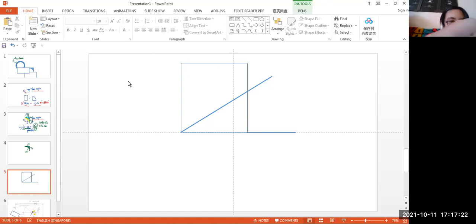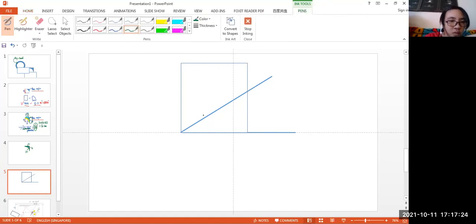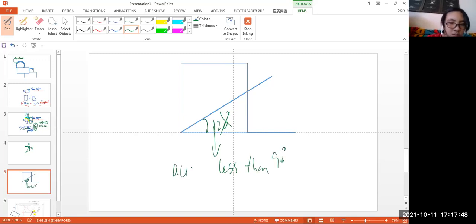Okay, so let's say you are telling me this is 120, does it make sense? No. Why not? Because it's more than 90 degrees. So it doesn't make sense. This angle has to be less than 90 degrees, right? Because it's acute, right? Okay, so that's one way to test yourself.